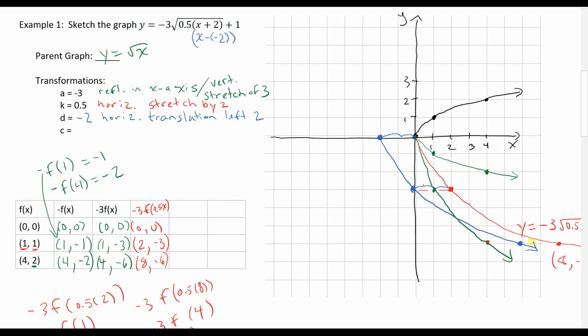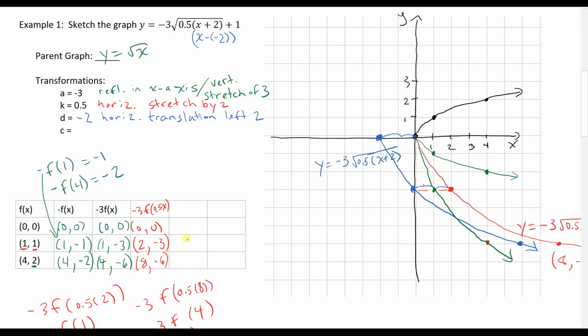Okay, so this function that we have right now starts here at -2, 0 and continues down. So far we've graphed the reflection, the vertical stretch, the square root of 0.5, and the x plus 2. What's left to do? Good. Vertical translation.